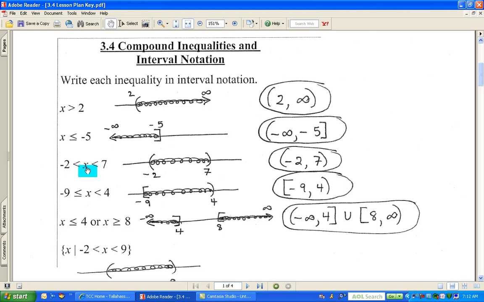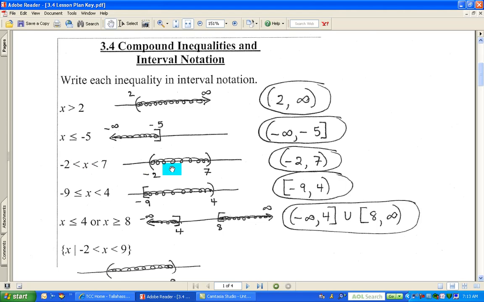Negative 2 is less than x is less than 7. I teach my students that this is called a sandwich. Negative 2 is the bottom piece of bread, 7 is the top piece of bread, and x is the peanut butter and jelly. It's the stuff in the middle.